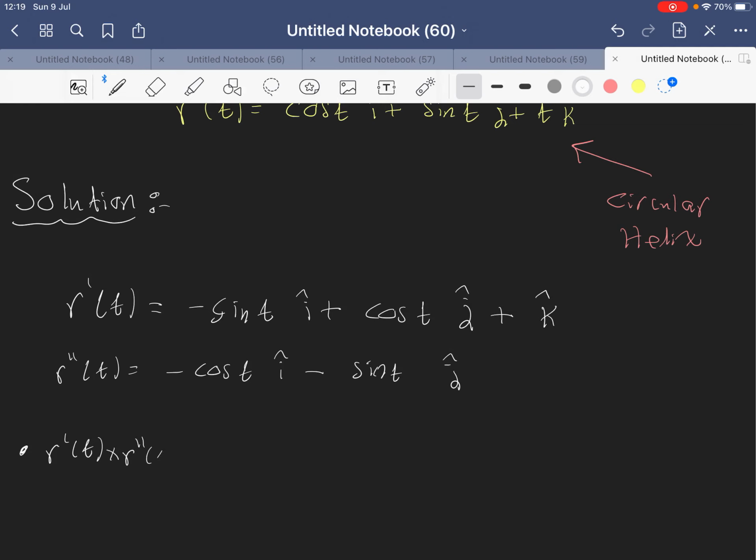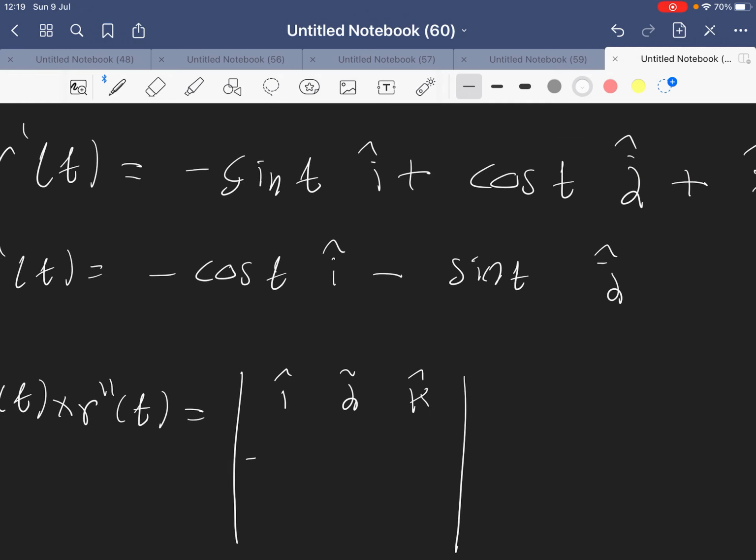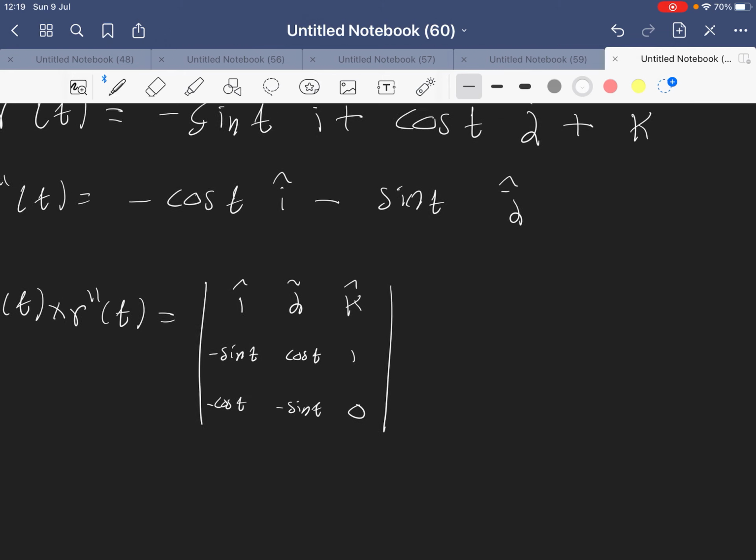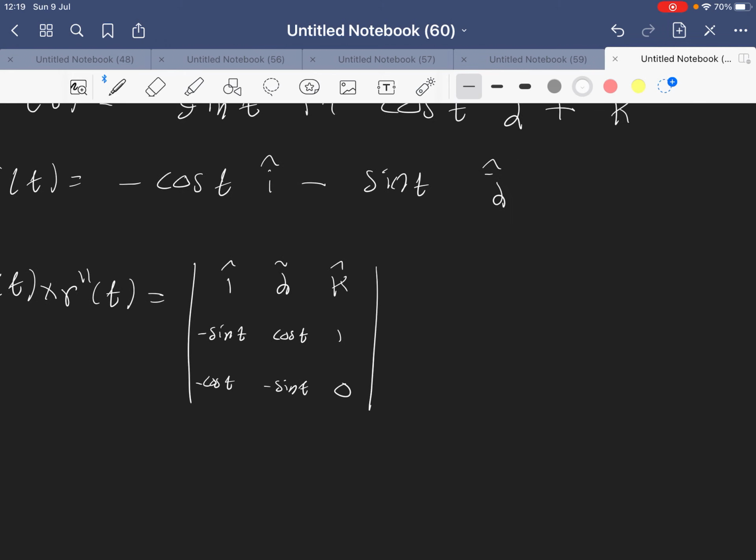So what is the cross product between the first derivative and the second derivative? Again, we have i, j, and k. Here we have to write minus sine t, cosine t, 1, then 0, minus sine t, minus cosine t. And we have to expand this one. So I will expand it, and let's do it step by step.